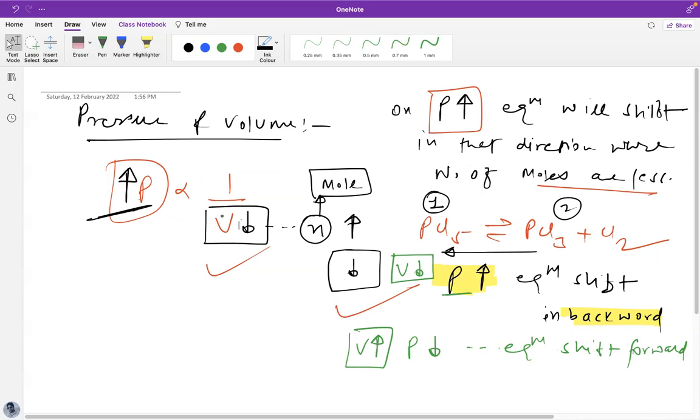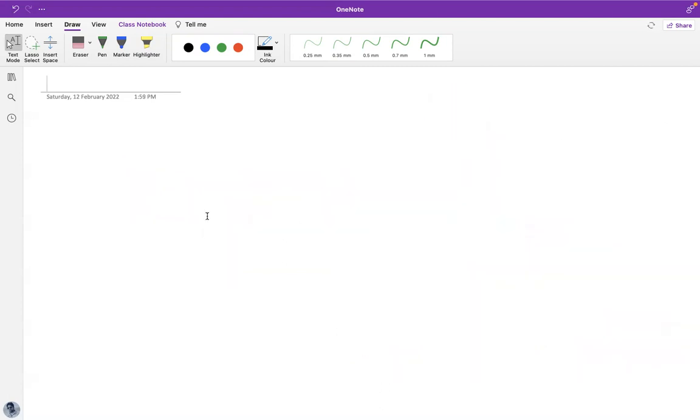Please tell me about this one, the effect of pressure and volume. Simple, very simple. Okay, perfect. Okay, I have a question for you.